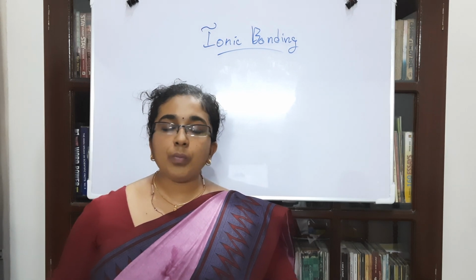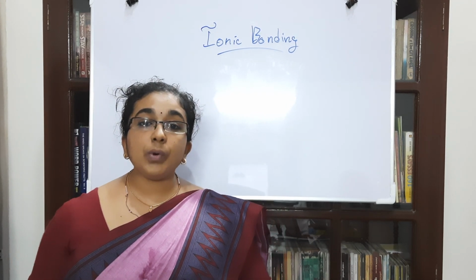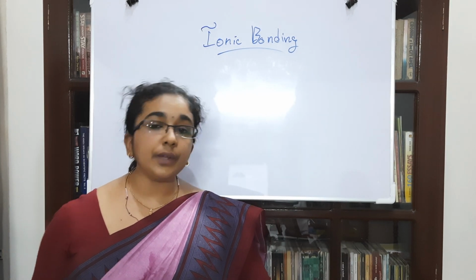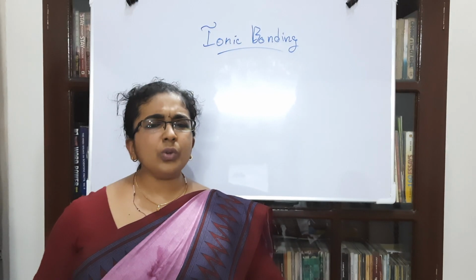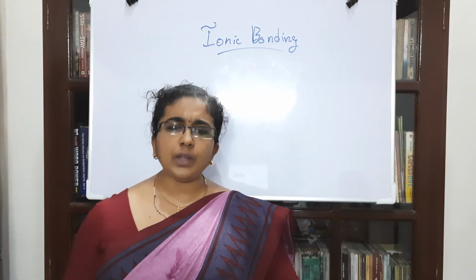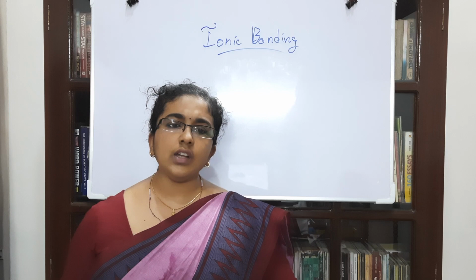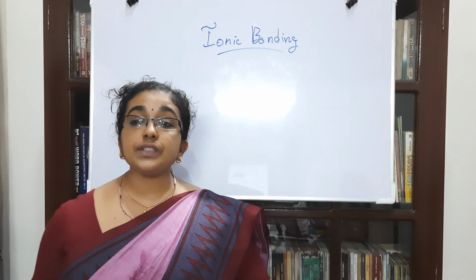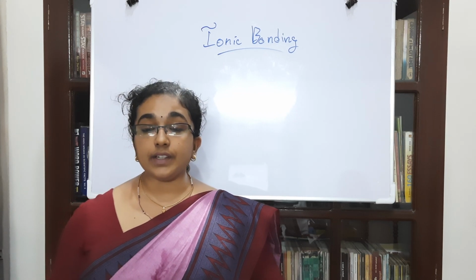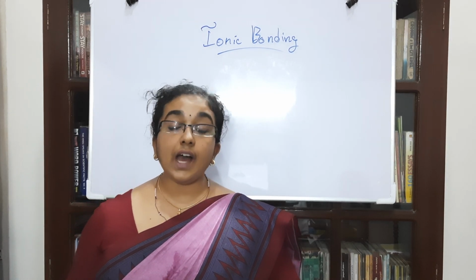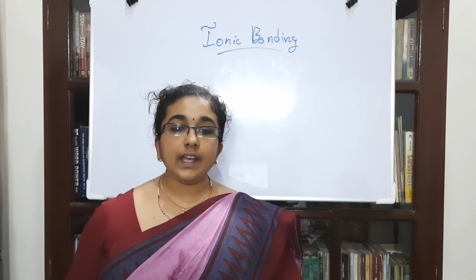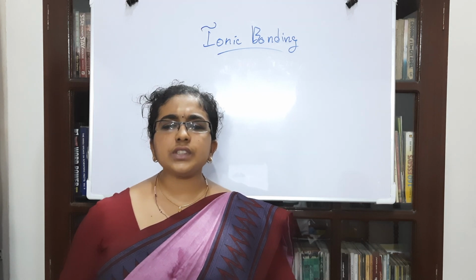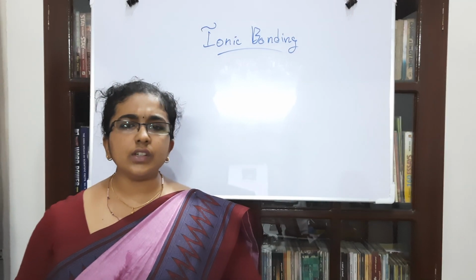Compounds that are composed of cations and anions are called ionic compounds. Although they are composed of ions, ionic compounds are electrically neutral. The electrostatic force that holds these ions together in an ionic compound is known as an ionic bond. Now, why should atoms combine to form ionic compounds?